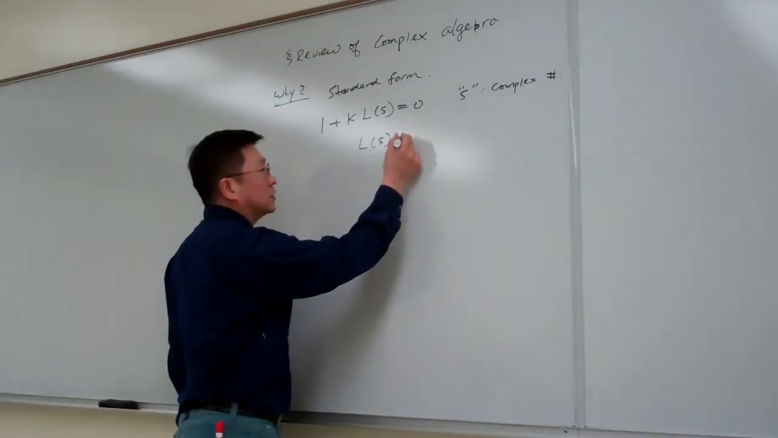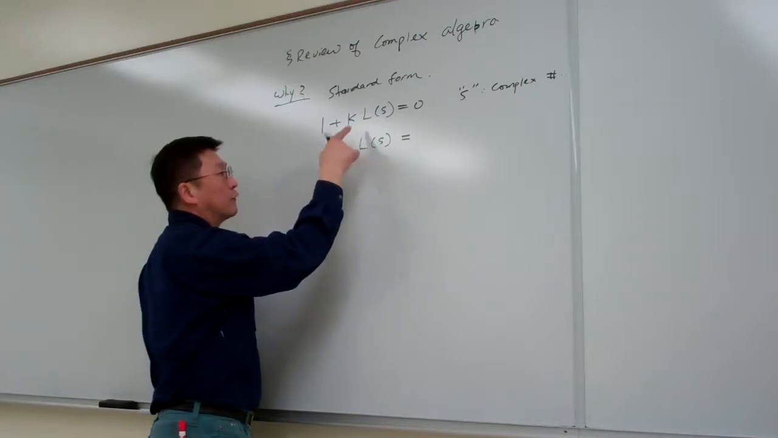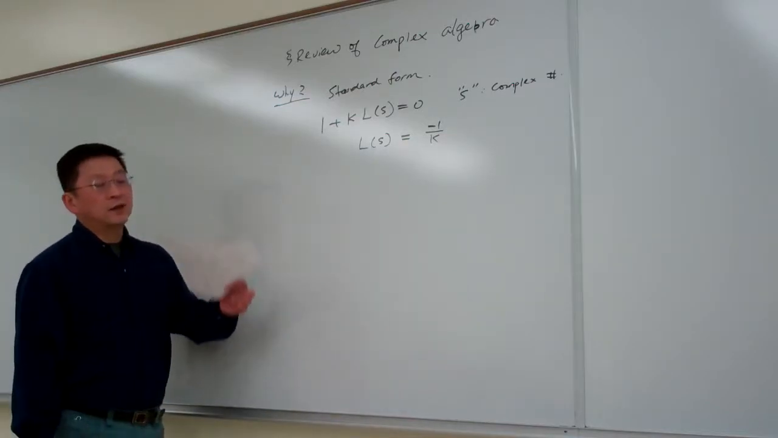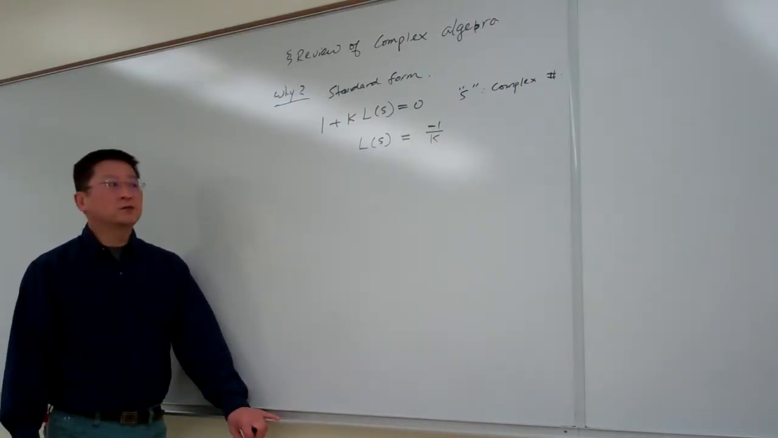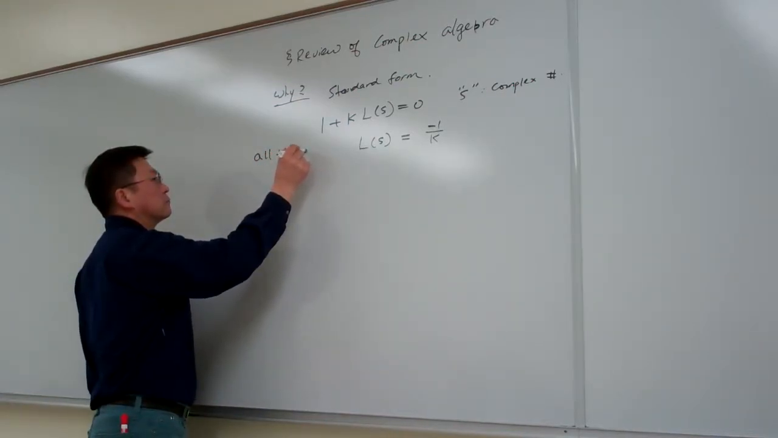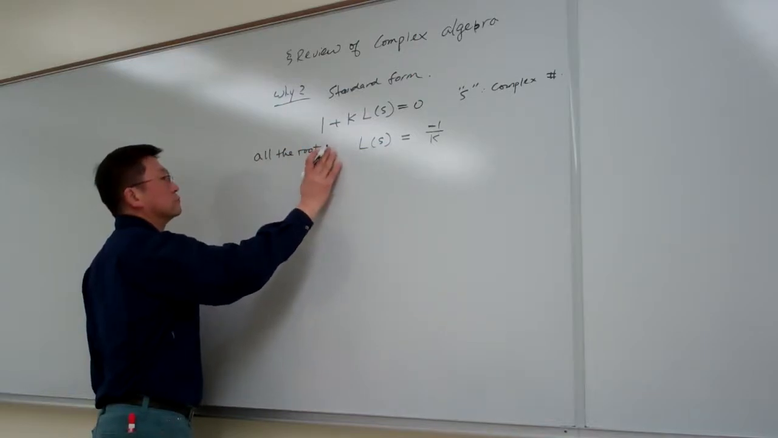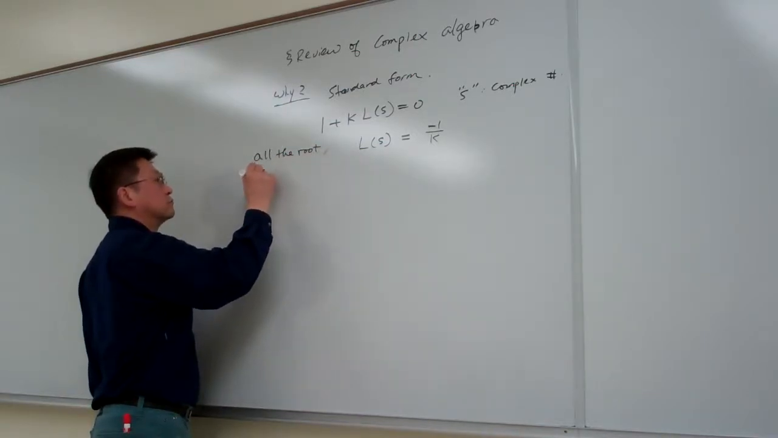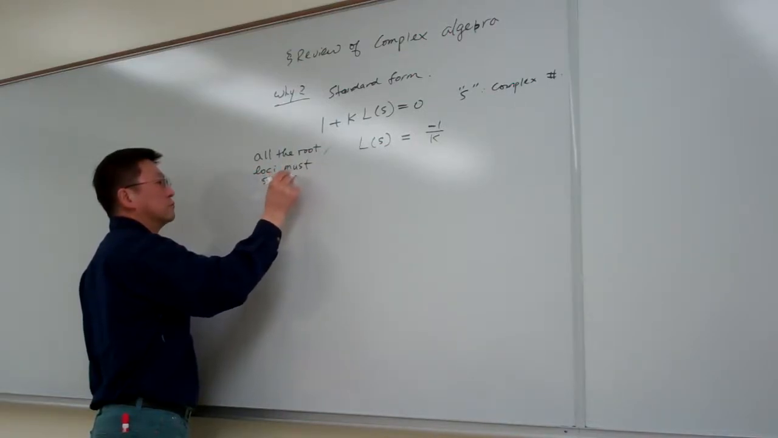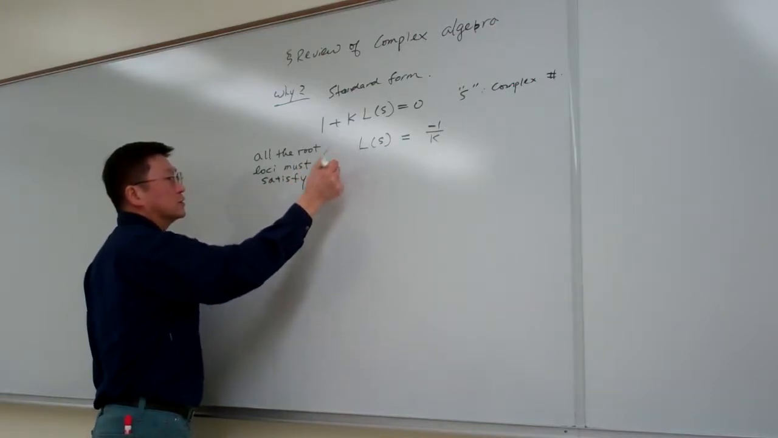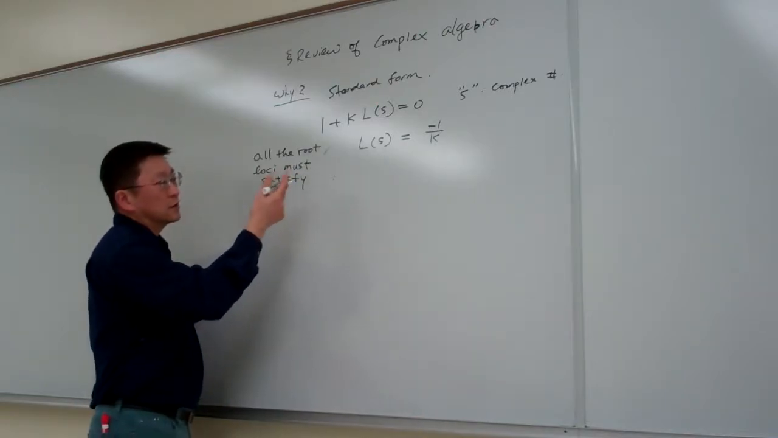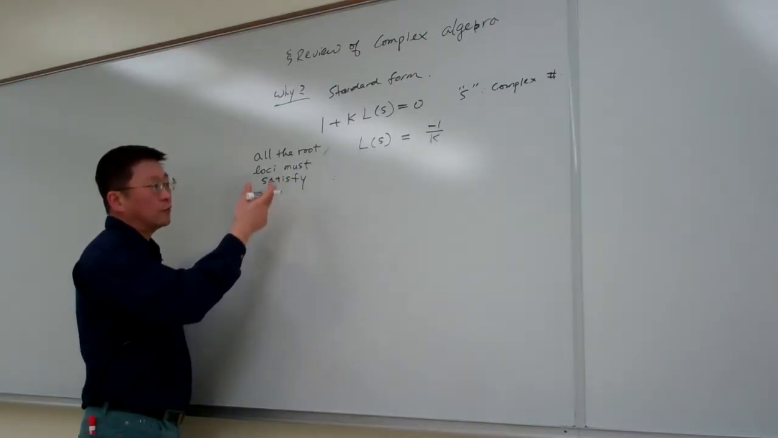So from here you can see, let me revise this thing. Basically this is minus k minus 1 over k. So here k is a constant. That means the root loci must satisfy these equations. Okay, so this is the standard form derived from our standard form.